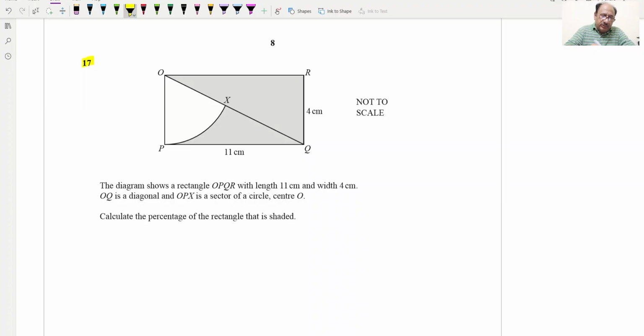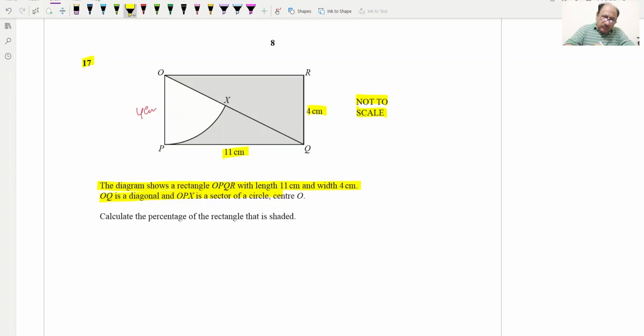Question number 17, diagram is not to scale. The diagram shows a rectangle with length 11 and 4 centimeters the width. OQ is a diagonal, and OPX is a sector of a circle with center O. So we can understand that this is basically the radius, and this side is 4, so this side will also be 4 centimeters. This is what we understood from here.